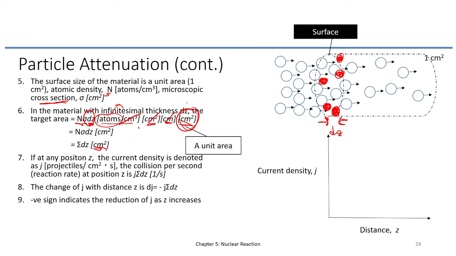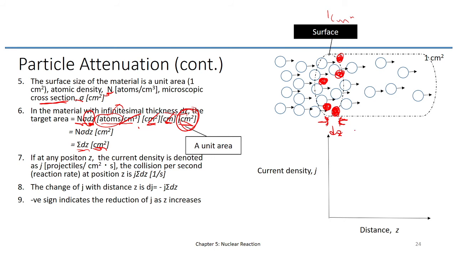Okay, with the assumption of a surface of 1 square centimeter, the atomic density, and microscopic cross section sigma, within the infinitesimal thickness, the target area, the physical area that will interact with the projectile, is sigma dz. So that's within the sigma dz.